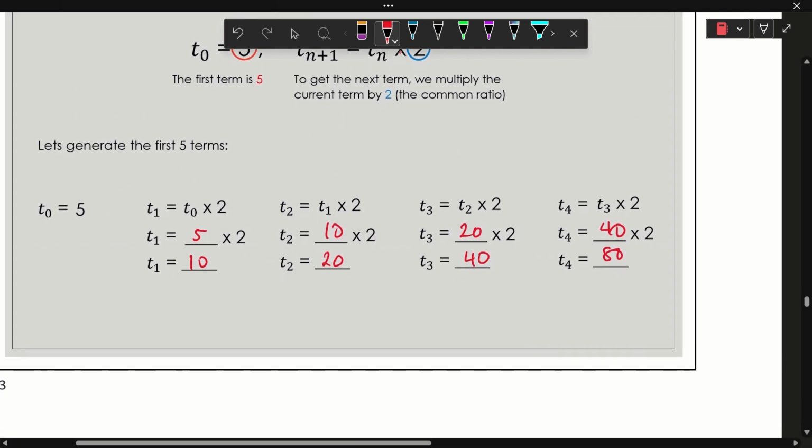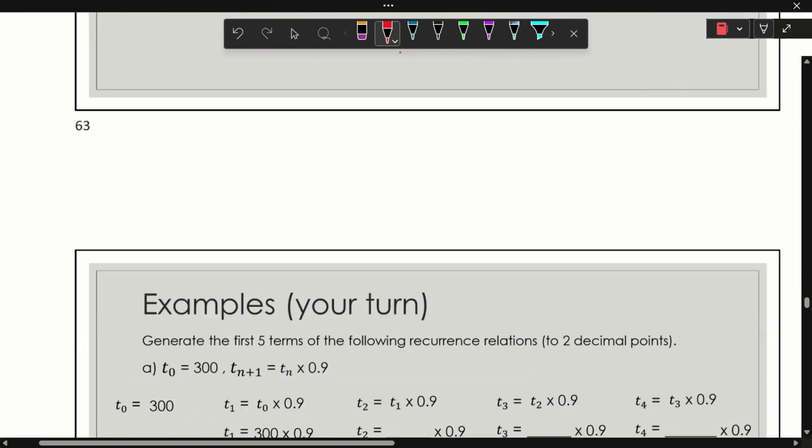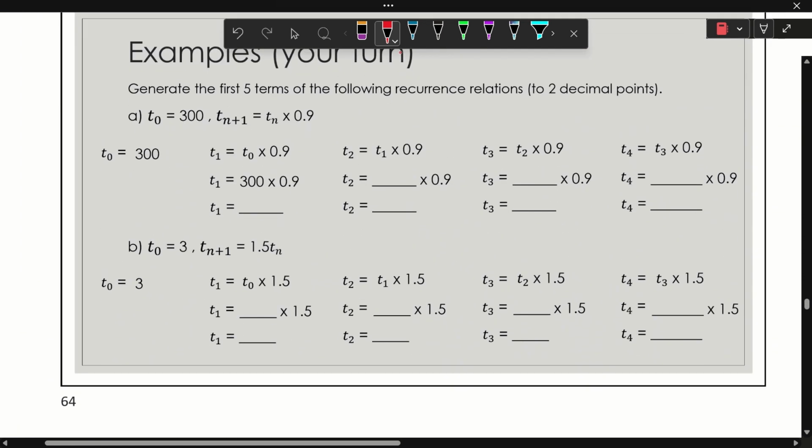Selenium Van, does that make sense? What did I just say? Your answer, when you generate a sequence, must look like this. Must. Alright, I want you to try and do these ones on your own.